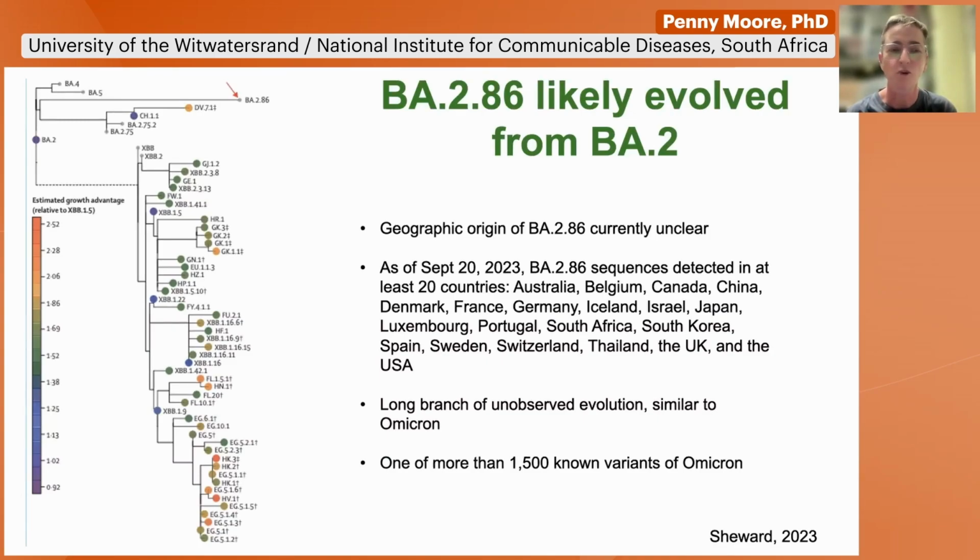I also wanted to just point out, and this is a statement from this paper by Daniel Sheward at the Karolinska Institute, this kind of striking thing that BA.2.86 is now one of more than 1,500 known variants of Omicron. It really speaks to the amount of evolution that's still continuing just within Omicron.